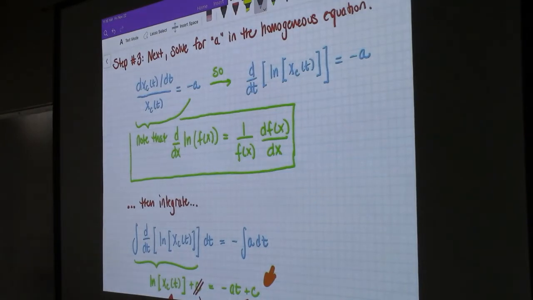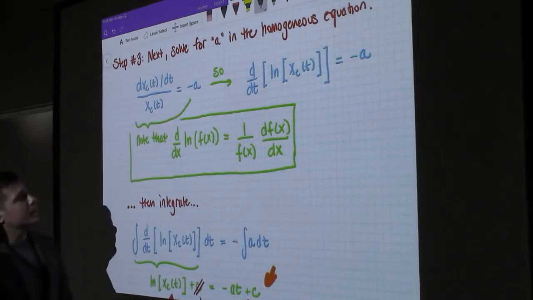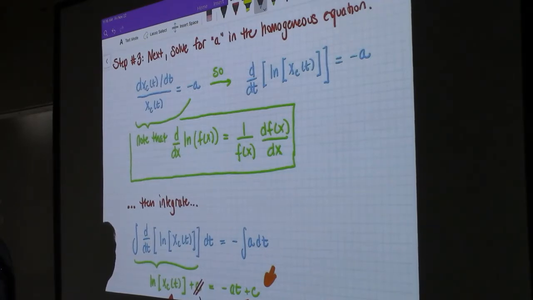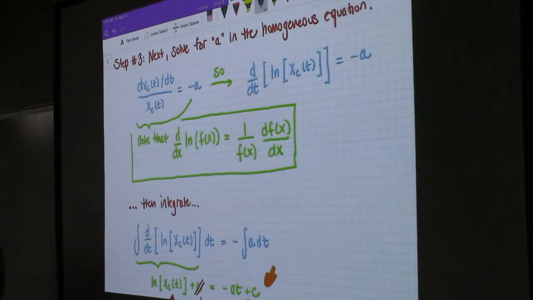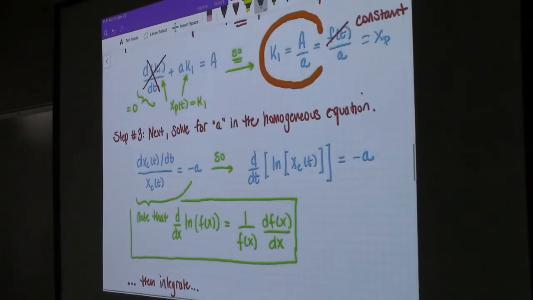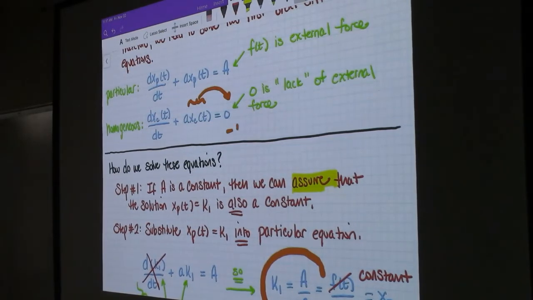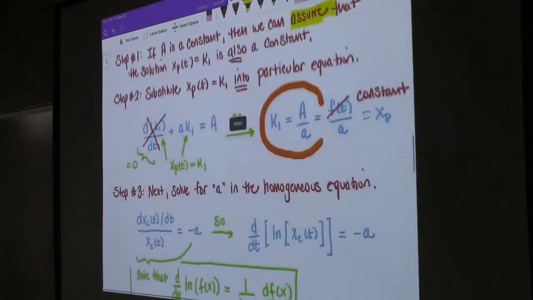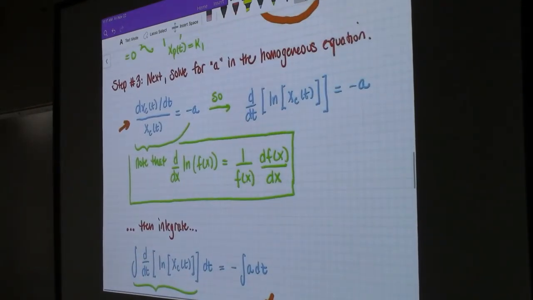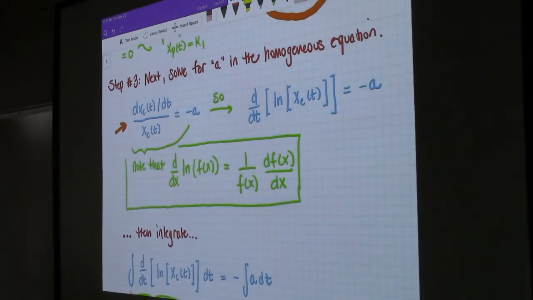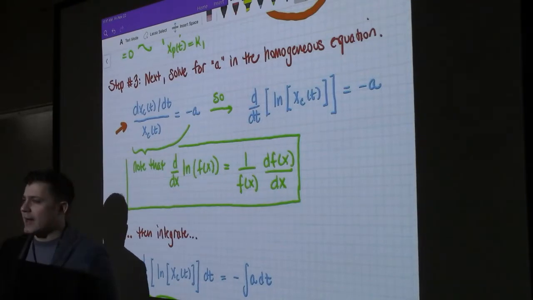Next, we're going to move on to trying to find the complementary solution. In order to do that, we're going to start off by rearranging that expression. So how do we get this form here? Take a look at the homogeneous equation. You see that we could move this whole thing over to the other side, which would give us negative a times xc, right? And then we could divide by xc. If we did that, what we would be left with is this form right here, which is the derivative of xc with respect to time divided by that same function equals negative a.